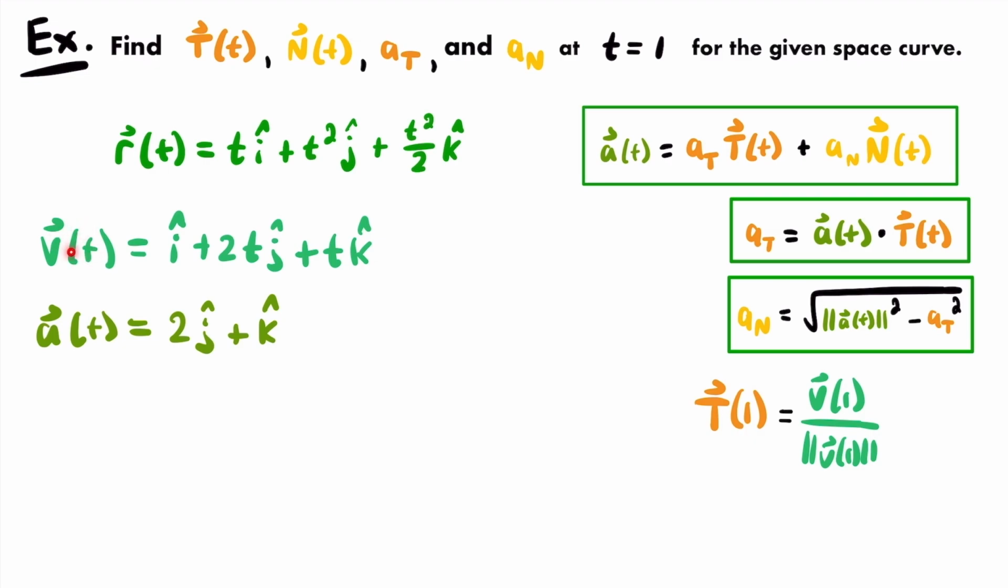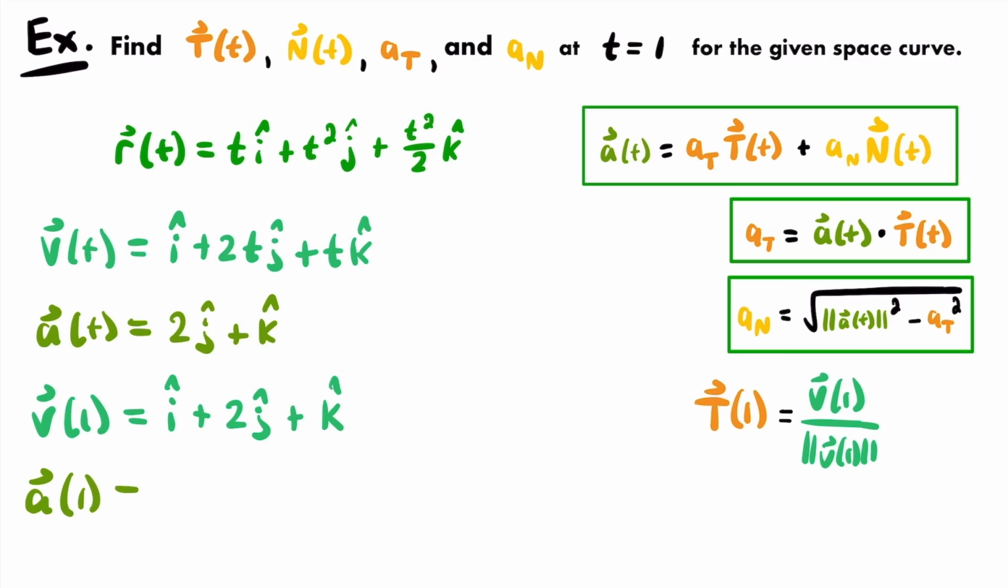All right, but let's find the velocity and also the acceleration at time 1, because we will need a of 1 later on. Starting with the velocity, v of 1 will be equal to 1i plus 2 times 1j. 2 times 1 is 2, so we just get 2j, and then plus 1 times k, which is just k. Then for the acceleration at time 1, notice that there's no values of t here. It's just 2j and k. So it's going to be the same exact vector. In fact, instead of writing it down here, I'll just write it right here. a of 1 is equal to 2j plus k.